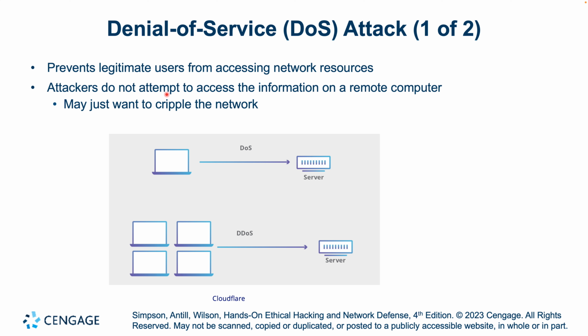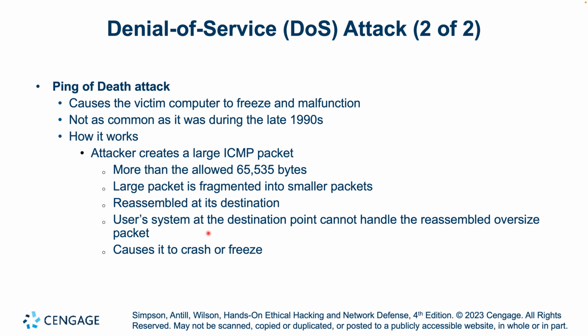Attackers do not attempt to access the information on the remote computer. They just want to take your network down. And there are two types here. A DoS attack is from one system with huge bandwidth against another server with a smaller bandwidth. And in the DDoS, you have multiple systems, which we're going to go over shortly.